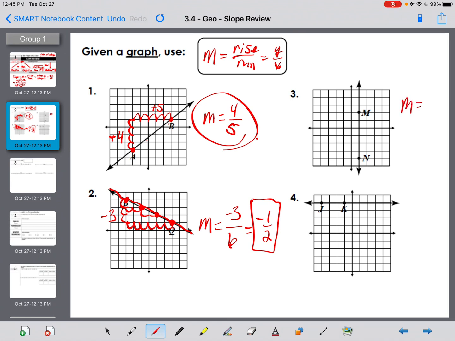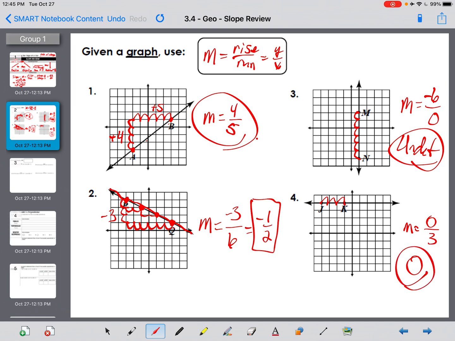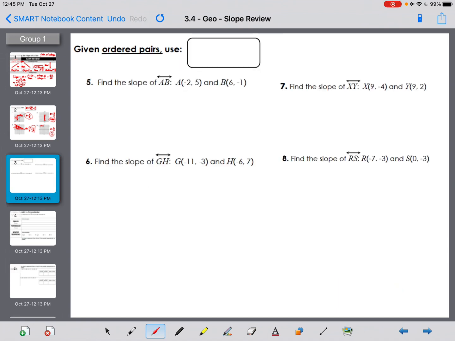Number 3, that's straight up and down. So if I want to talk about this, my vertical change, let's see, 1, 2, 3, 4, 5, 6, 6 down, but I don't go anywhere left and right, and I can't divide by 0, so that's undefined. Now if we look at number 4, I don't go up or down, but I went 1, 2, 3 to the right, but 0 divided by 3 is just 0 slope, horizontal line, okay?